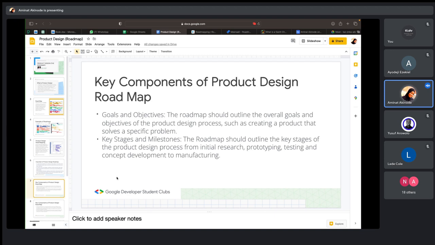Then you have competitive analysis. Who are the existing competitors in the market that have the same product as you? So you need to understand this procedure. Then we have the roadmap. We have key stages and milestones. The roadmap should also allow you to understand what you're trying to do. Here I put: the roadmap should outline the key stages of the product design process, from the initial research stage to your prototyping, to your testing, to your concept development, to manufacturing.